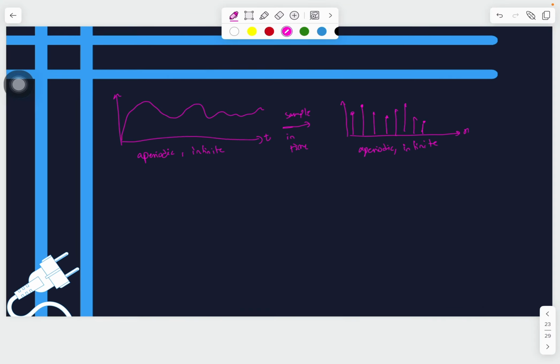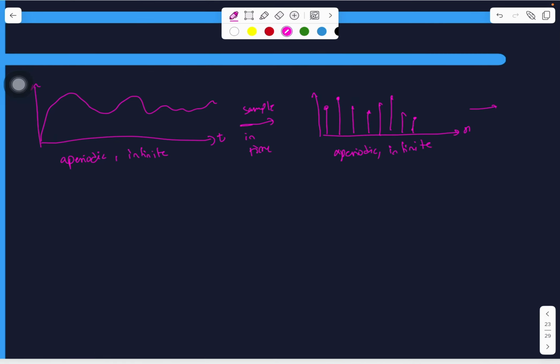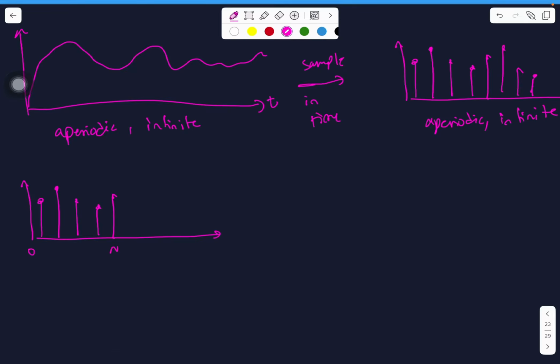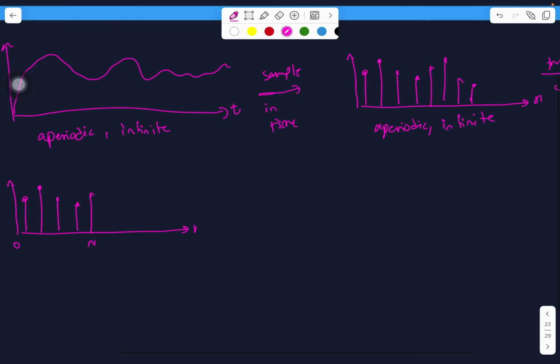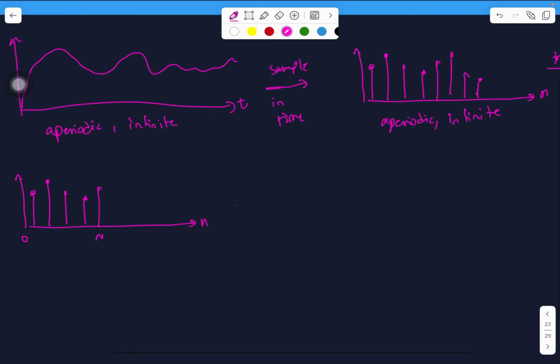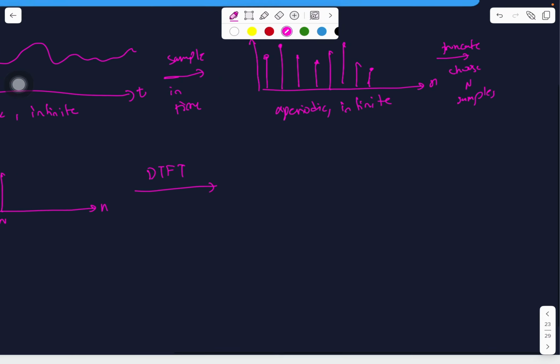Next, we have to truncate it to make it finite. So we truncate, which means we choose N samples. Let's say we have the signal only up to here, from 0 to N. We are keeping only N samples. And all this time we are still in the time domain, by the way, still in discrete time. Now we can apply the DTFT.